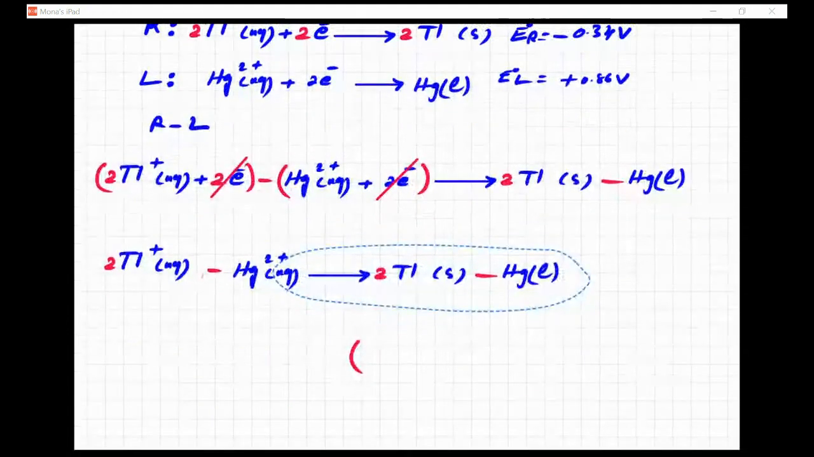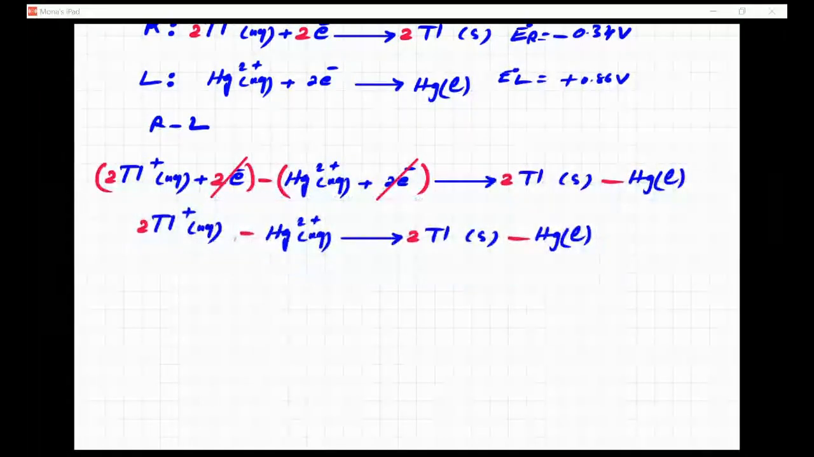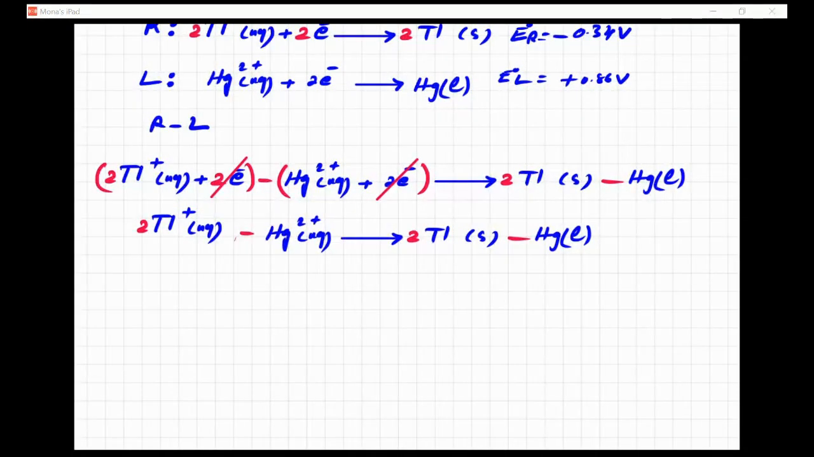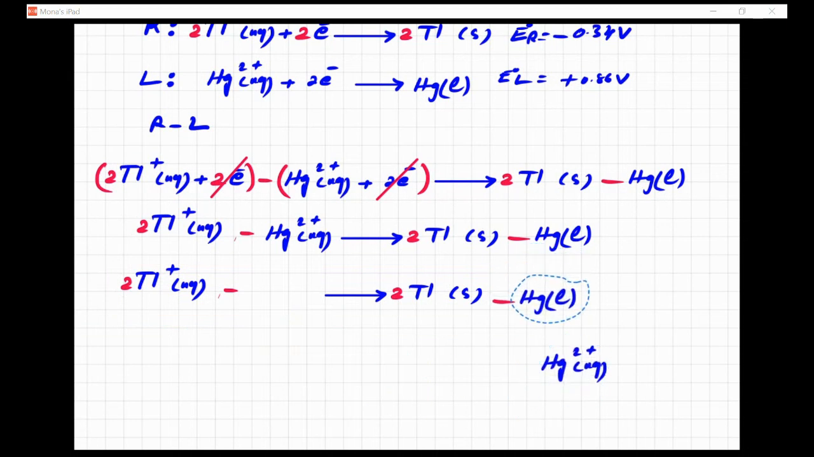As we are aware, we cannot have negative signs in the equation, so we are going to move them to the opposite side. So the final equation: I will move this to this side and this to this side. This is going to be positive, and this is going to be positive. So this is our equation, plus plus, and this is the overall equation. So the overall equation is 2Tl plus Hg liquid giving 2Tl solid plus Hg2 plus aqueous.